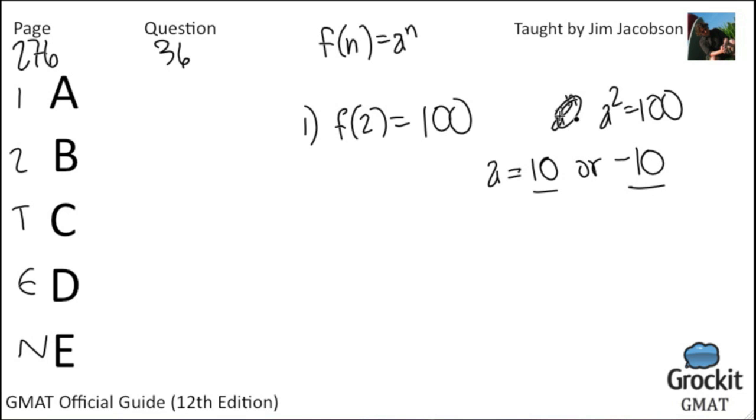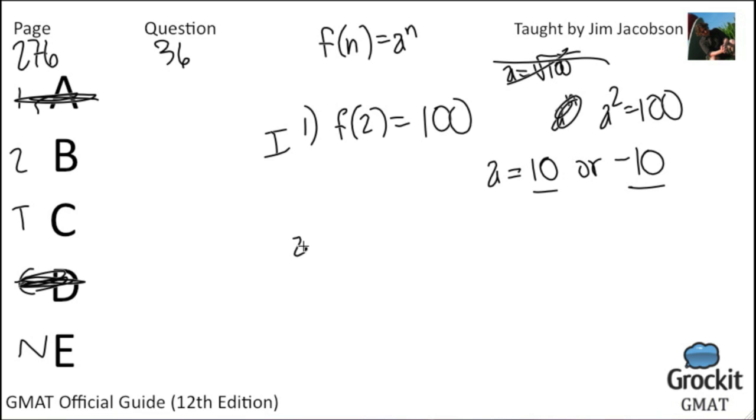Had we been given something like a equals the square root of 100, the radical sign always denotes the positive square root, but that's not what we got. So when you have 2 values in your answer choice for a value question, and that's what it says, what is the value of f of 1? This is insufficient. 2 values is 1 value too many. So it's not A and it's not D.